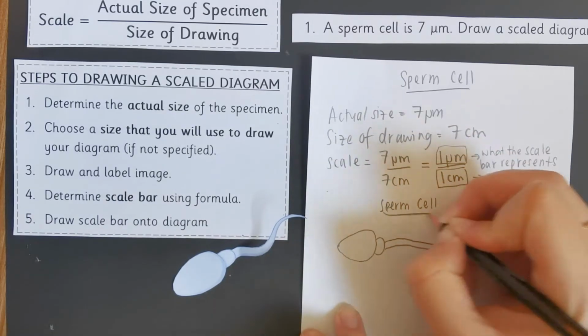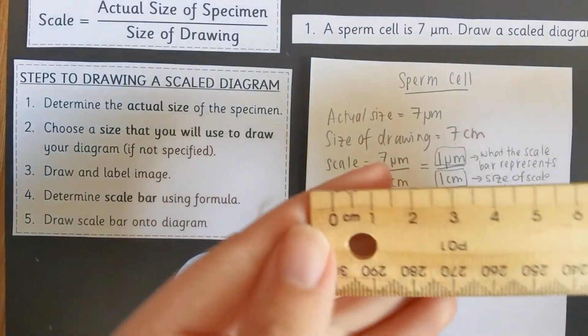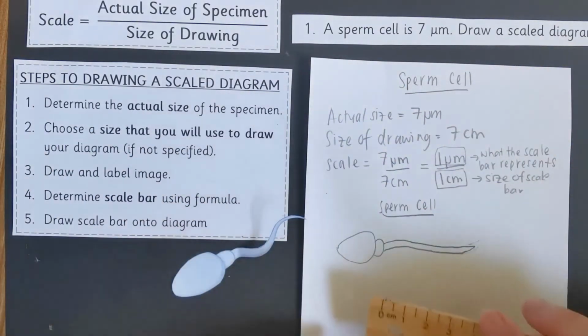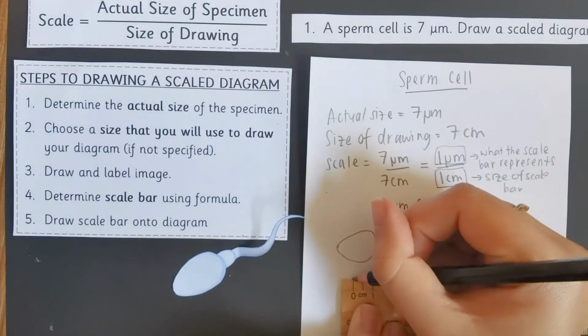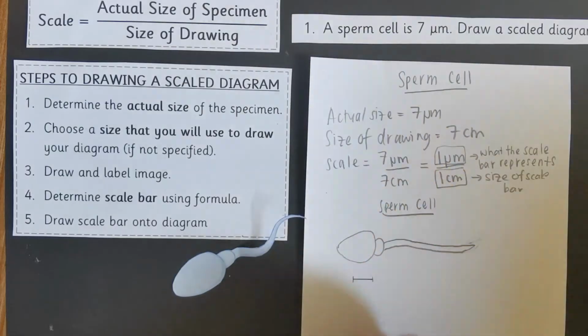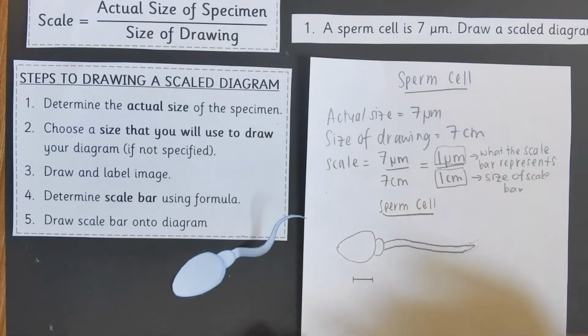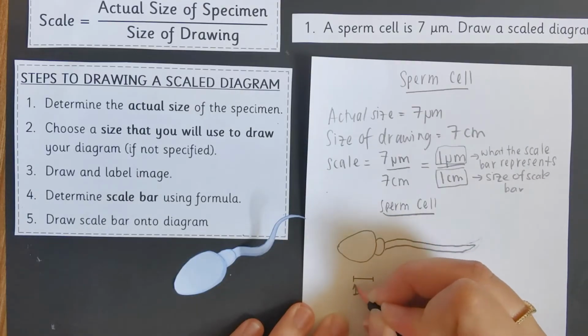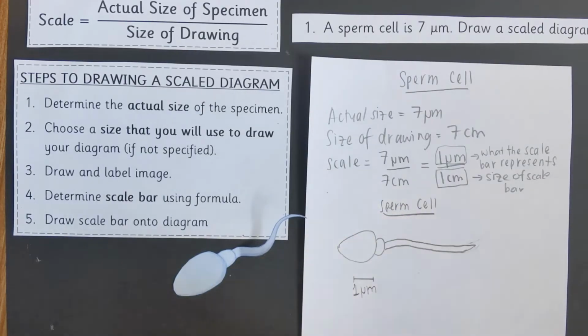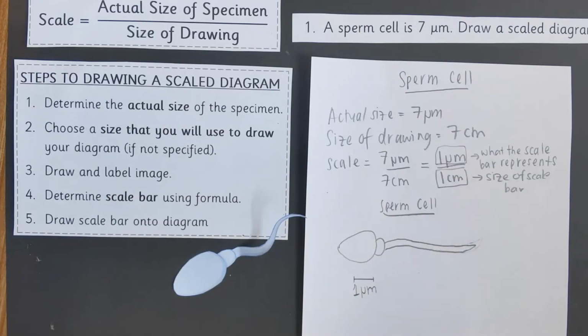All right, once you've drawn it, make sure you have a heading on top as well. Now, this is where we draw our scale bar in. So we know our scale bar is 1 centimeter long from our formula, and we know that that 1 centimeter represents 1 micrometer. So underneath our scale bar that we've drawn, we'll write 1 micrometer. That means that 1 centimeter of our picture represents 1 micrometer. Alrighty, that's our first diagram done.